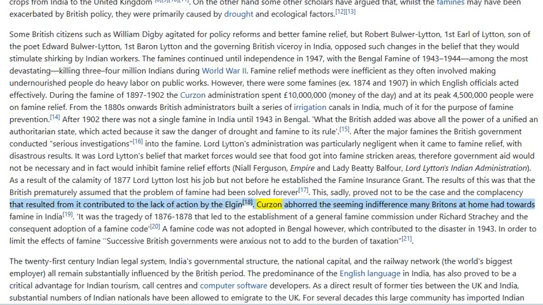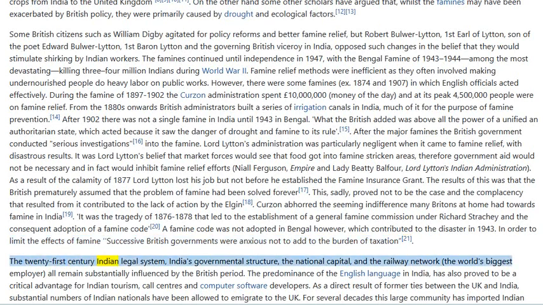Curzon abhorred the seeming indifference many Britons at home had towards famine in India. It was the tragedy of 1876-1878 that led to the establishment of a General Famine Commission under Richard Strachey and the consequent adoption of a Famine Code. The Famine Code was not adopted in Bengal, however, which contributed to the disaster in 1943. In order to limit the effects of famine, successive British governments were anxious not to add to the burden of taxation.